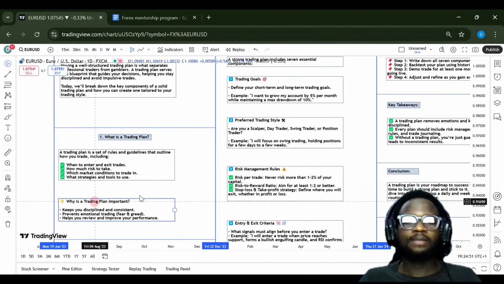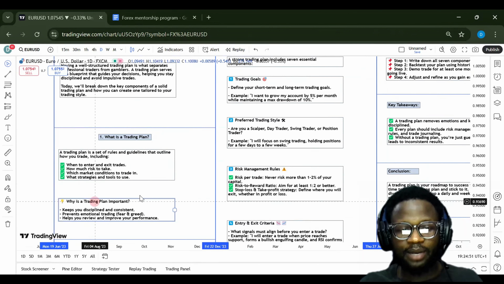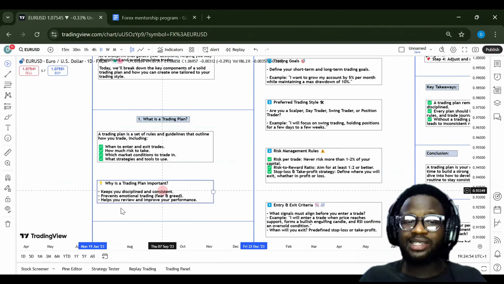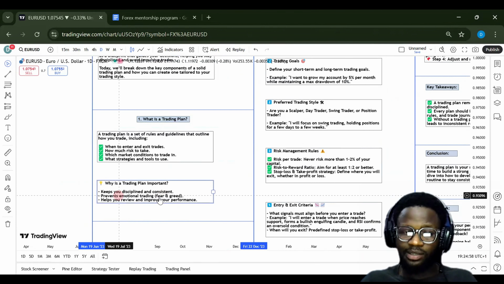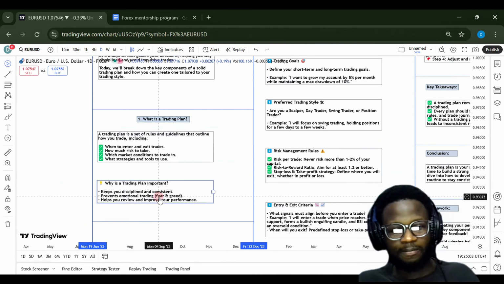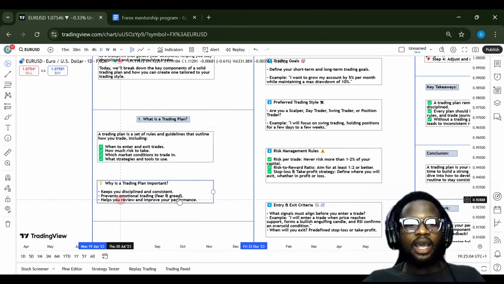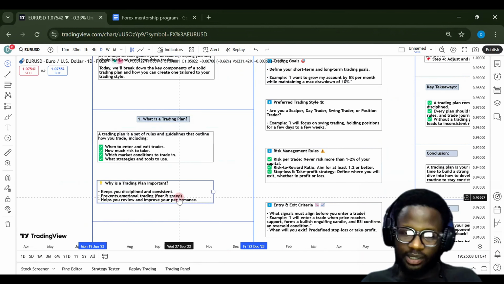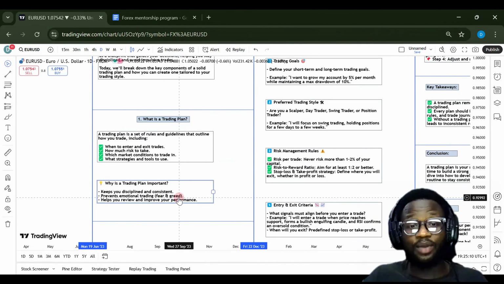So, why is a trading plan important? It keeps you disciplined and consistent. It prevents emotional trading, that is, it guards you from fear or greed. It helps you review and improve your performance. Of course, when you see your scoreboard, you know, oh, this is how we are performing.